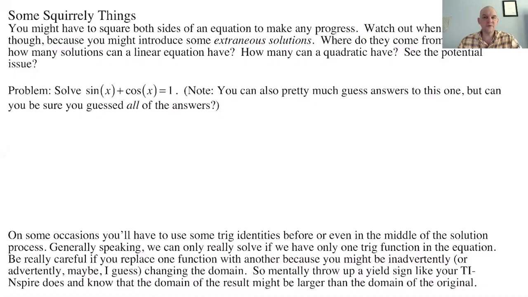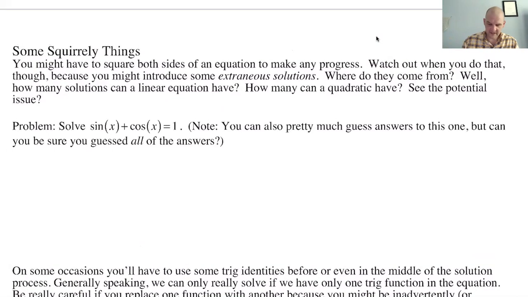All right, we're back. This is going to be page 87 of math analysis, and we're going to talk about some of the weirder things, or what I like to call squirrely things, that can happen as you are trying to solve trig equations. Just like when you're solving algebraic equations, you can occasionally do something to the equation, like maybe you square both sides, right? And in so doing, you might introduce extraneous solutions. So we have to be on the lookout for extraneous solutions occasionally.